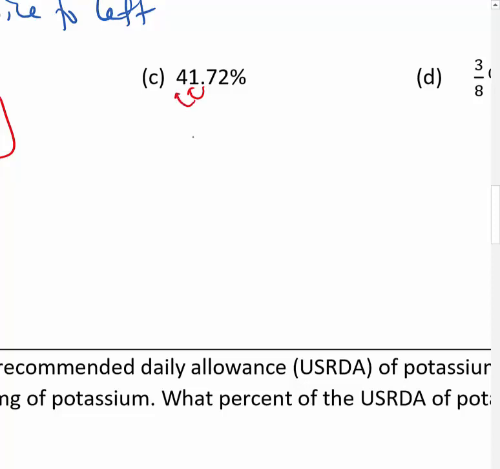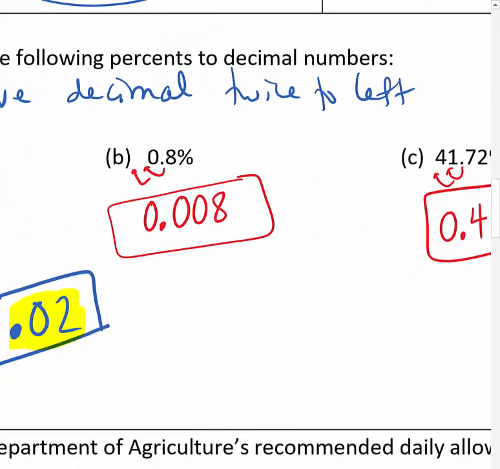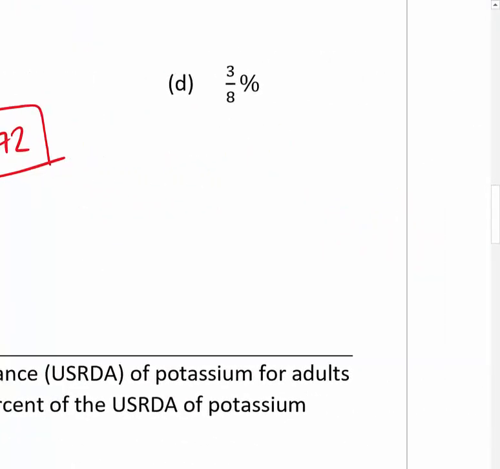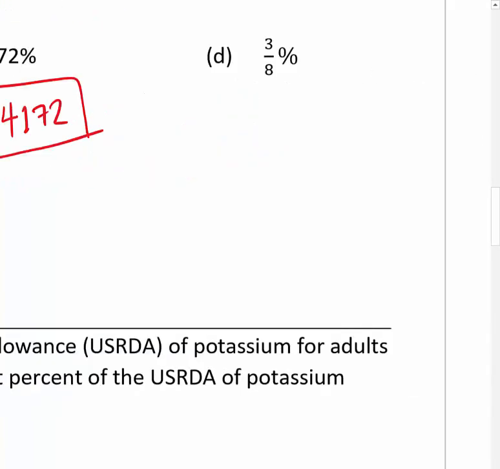Let's try this one. 41.72%. We're just going to move the decimal twice to the left, which puts it right in front of the 4. There we go. Perfect. So that one was pretty easy. Oh, but for this one, do they want us to round? No, they didn't say round. Alright. Oh, this one's tricky, so they want this one to be a decimal, right?